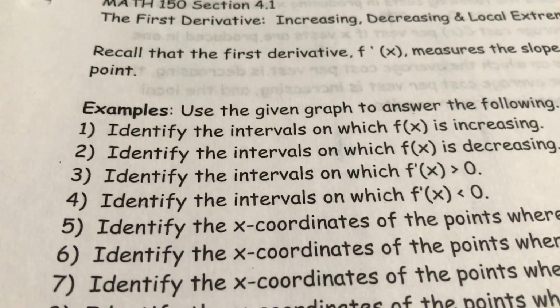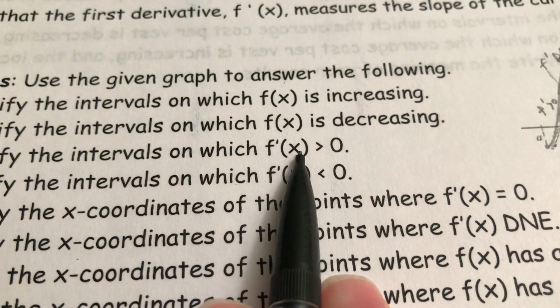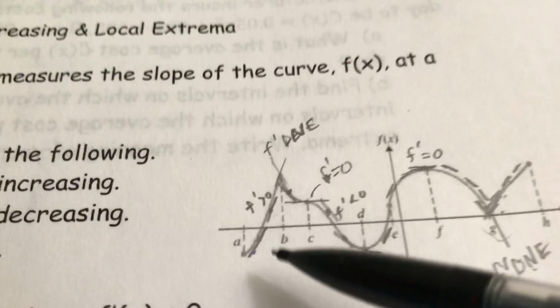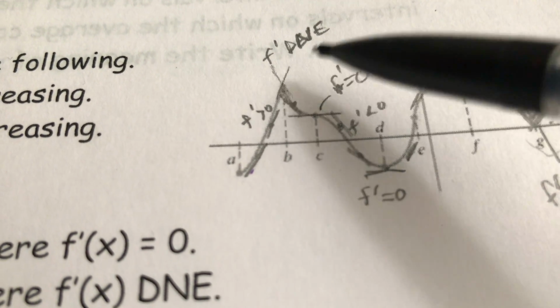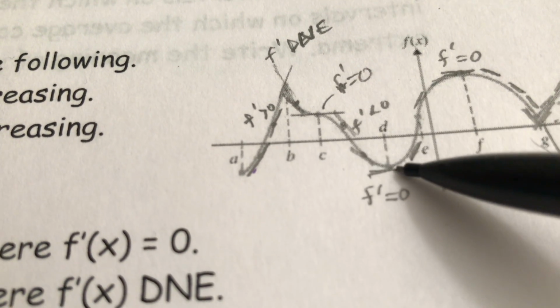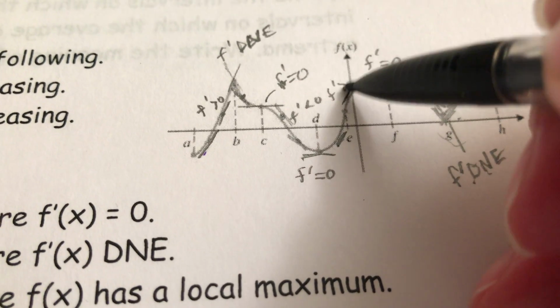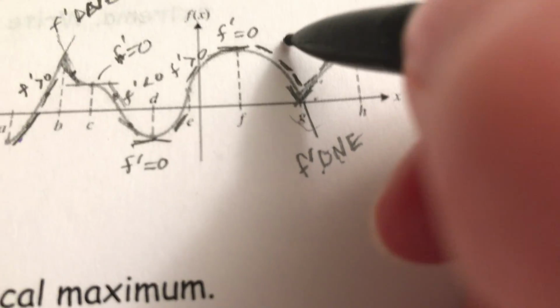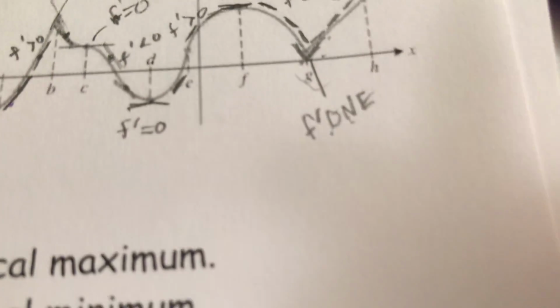Let's take a look at number 3: identify the intervals on which the derivative is greater than 0. And that means positive, where the derivative or where the slope is positive. And the slope is positive, notice, where the function is increasing. Here in the function, the derivative is negative. Here the derivative is positive. On an increasing. Here, look at those slope lines. Those are negative, and here we've got f prime greater than 0.